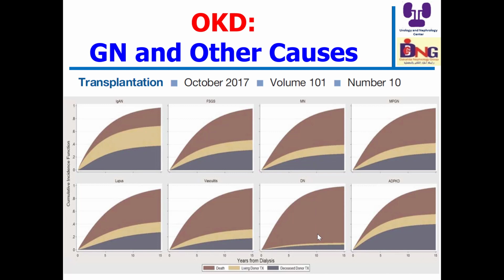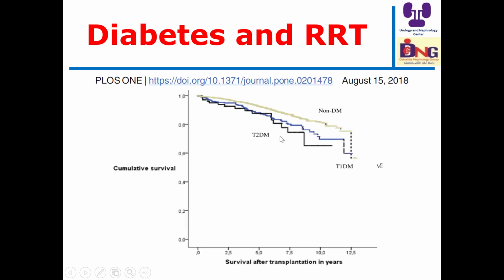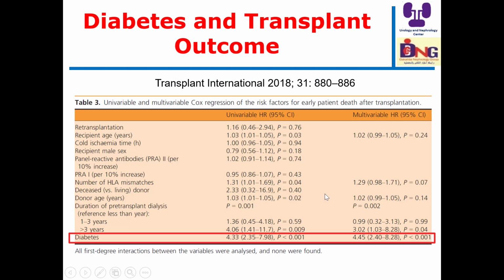So it seems that either the patient died before transplantation, or there is discrimination against diabetes for transplantation. And this is not only in the United States, but also in other countries, like the Finnish registry for kidney disease. Here, the probability of kidney transplantation is low in type 2 diabetes, although the outcome is not so bad in type 2 diabetic patients.